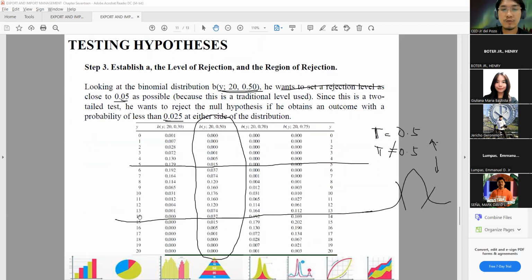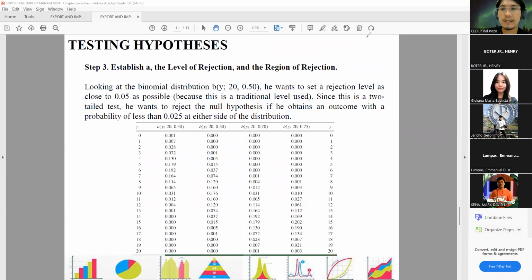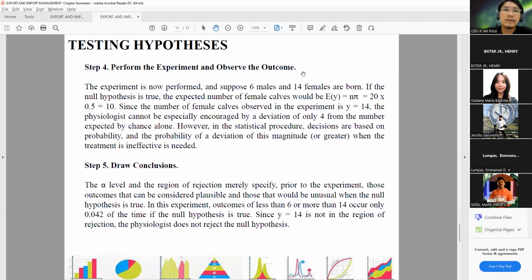Therefore, 6 to 14 ang ating region of acceptance. Anong significant? Tingnan natin sa susunod na slide. So tandaan nyo yan, ang region of acceptance natin is 6 to 14, kasi yun lang yung pumasok sa 0.025.